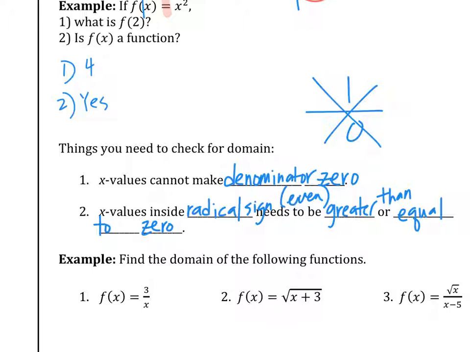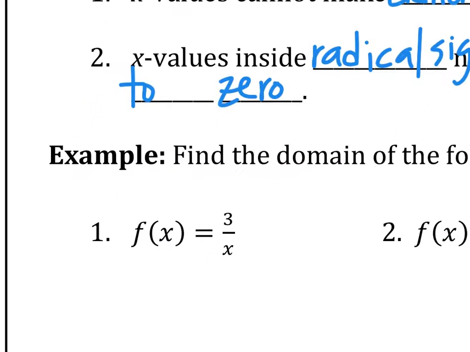What happens if you're less than 0? What happens if it's a negative number? Yes, imaginary numbers. Imaginary numbers are not real, so we cannot have that happen. So inside the square roots has to be greater than or equal to 0, and then you check the denominator, make sure it's not 0. Okay? Let's look at an example.